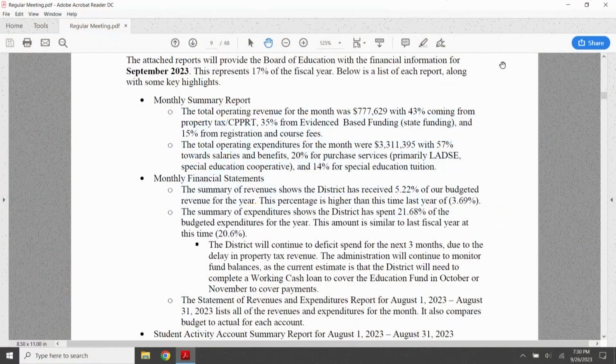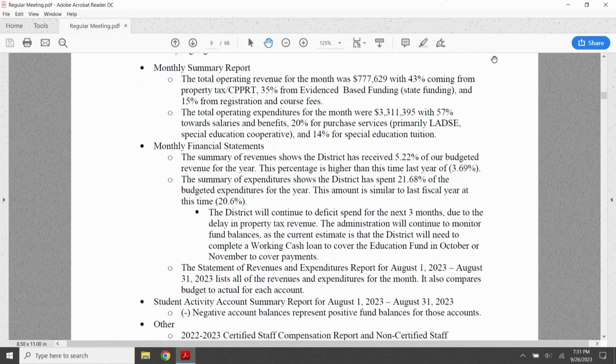Monthly summary report. Total operating revenue for the month was $777,629, which is about 43% coming from property tax. Total operating expenditures for the month were $3,311,395, which is 57% towards salaries and benefits, 20% for purchased services. Summary of revenue shows the district has received 5.2% of our budgeted revenue for the year.